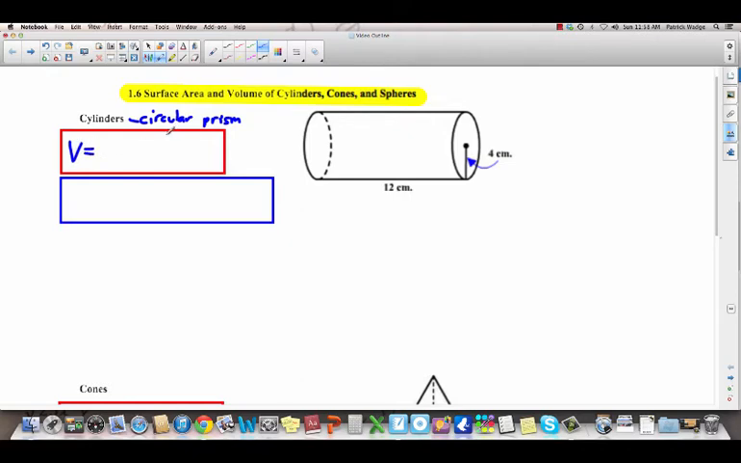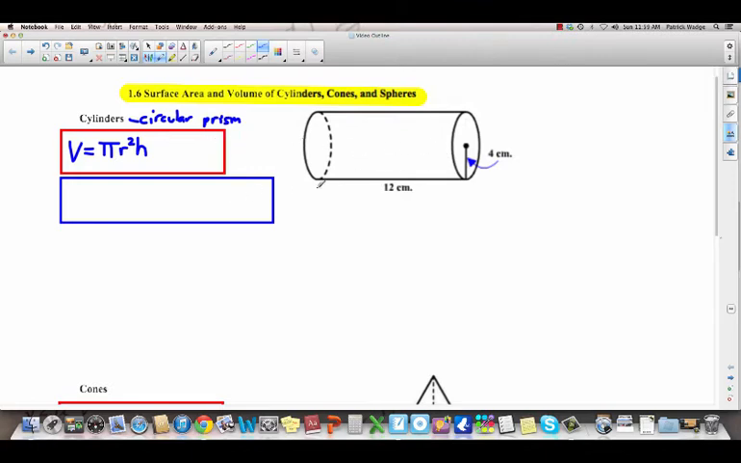With that in mind, you should be able to figure out what the volume is of a cylinder, because we said to get the volume of any prism, you take the area of the base. Well, the base is a circle. How do you get the area of a circle? Pi r squared, pi times radius squared, and then you multiply it by the height. So there you go. There's your formula for the volume of a cylinder, pi r squared h.